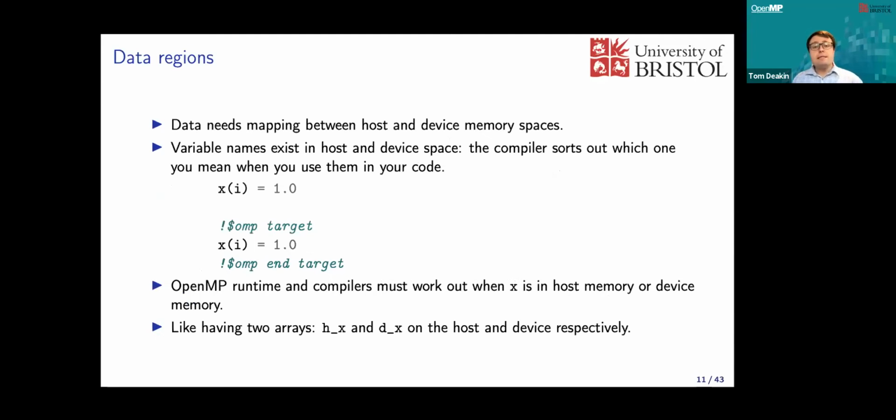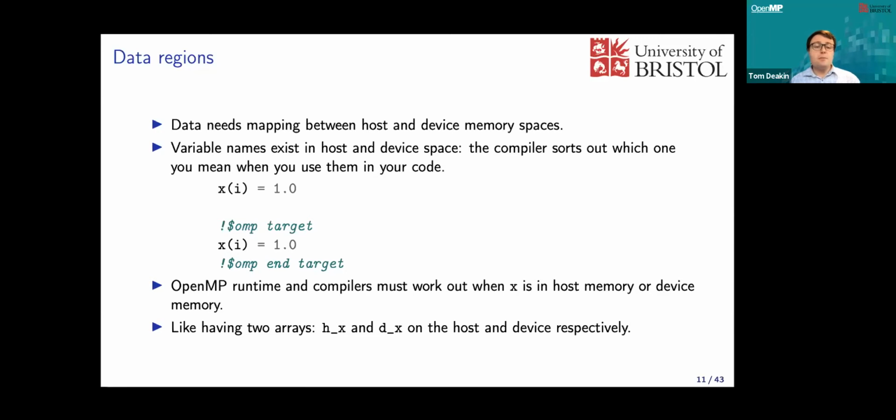Okay, so how can we get data from the host to the device and back again? Well, we need to map the data between the host and the device. And the way OpenMP does this is it uses the variable names, and really it's the pointers, the implementation of where that exists in memory, to map these things. So variable names really exist in two places at the same time, essentially. They exist in host space and they exist in device space. And the compiler sorts out which one you mean when you use them in your code.